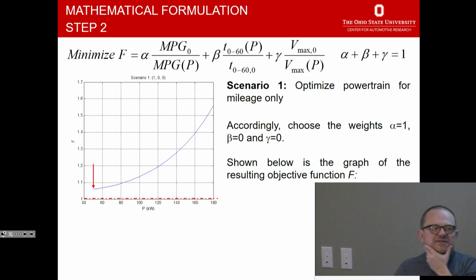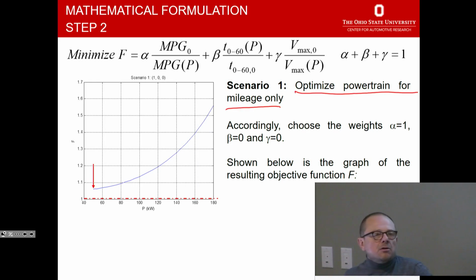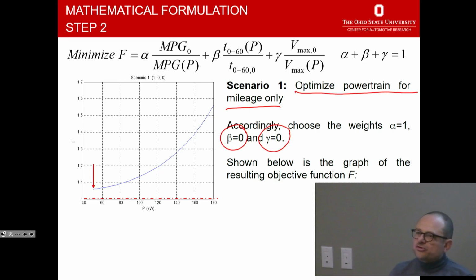So let's do some simple things. These are really intuitive things. Let's imagine that I want to minimize f, and I want to only consider fuel economy. Miles per gallon is the only thing I optimize. So it's pretty easy, because I'll pick beta and gamma equal to 0. I don't care what the top speed is. I don't care what the acceleration is.